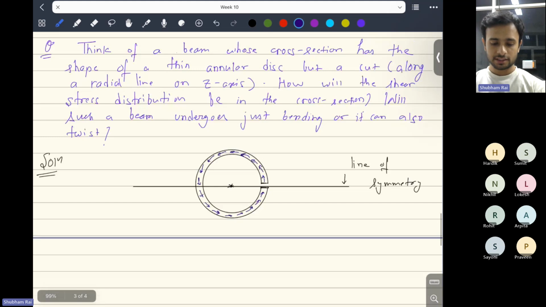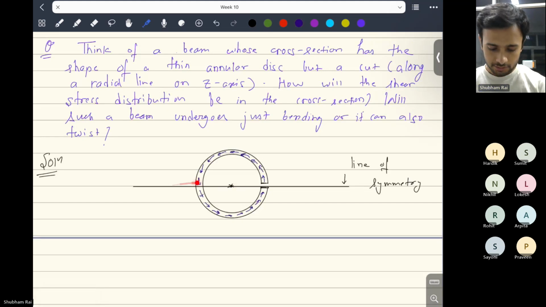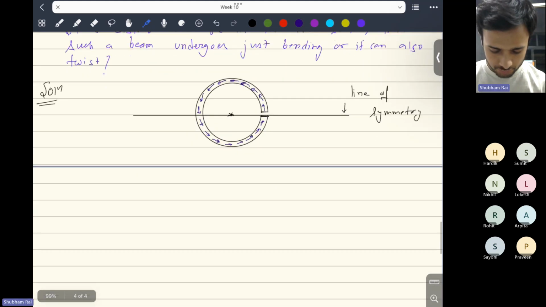So we'll have to find the shear center of this beam. We know that the shear center is going to lie on this line of symmetry. So we draw this figure again.